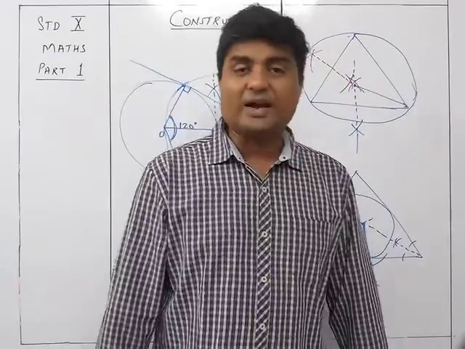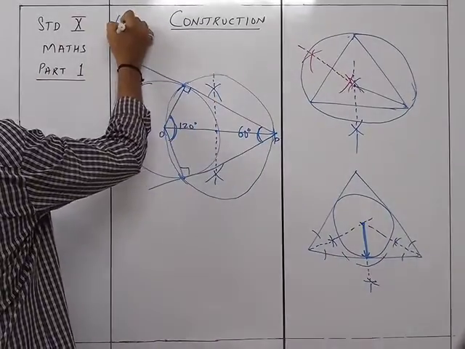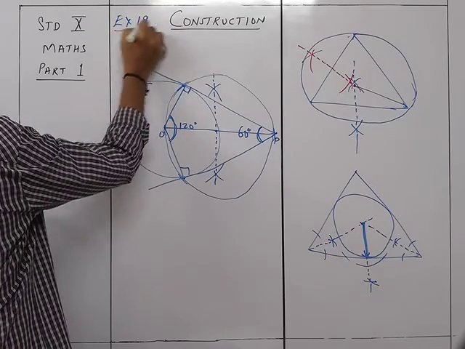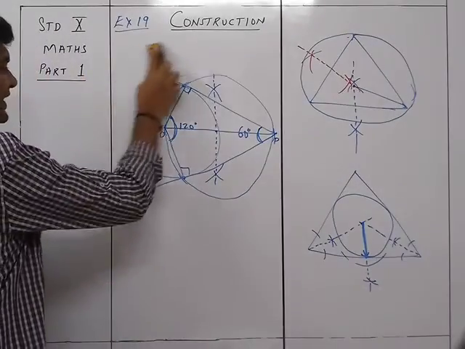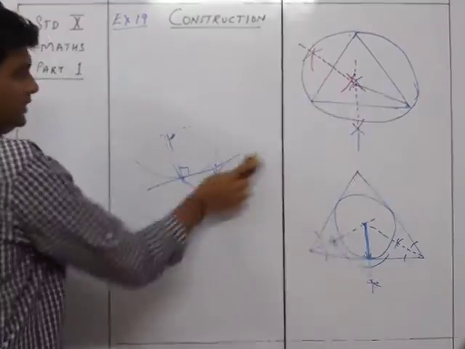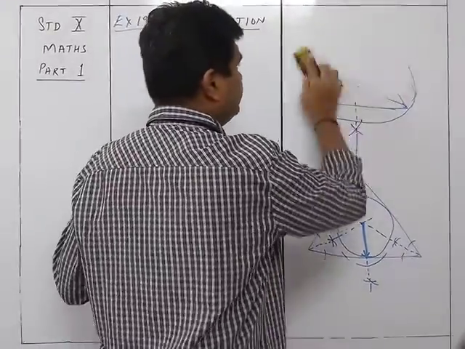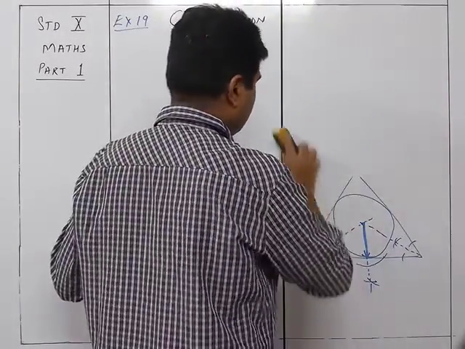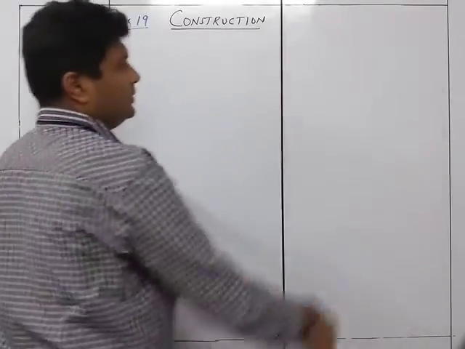Okay, so let's start with exercise 19 now. So we are on exercise 19. Okay, so that is the first exercise, the only exercise for construction. There are totally 28 sums, so we'll be doing 14 of them. So let's start with construction of standard 10th.